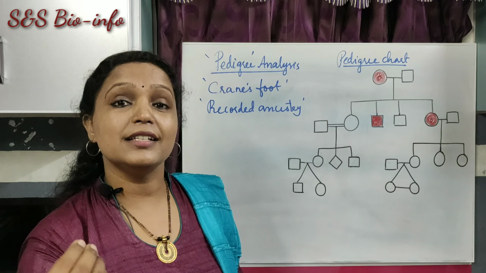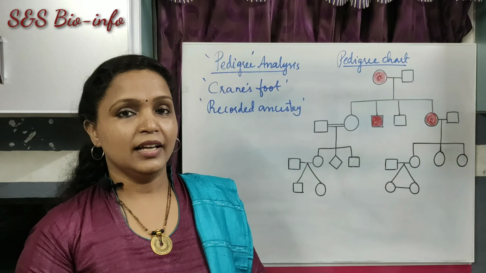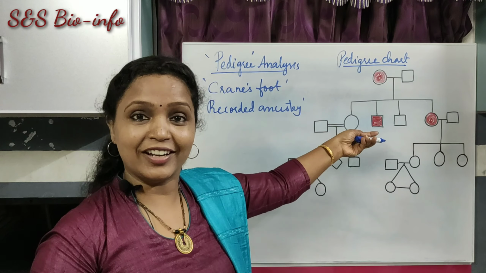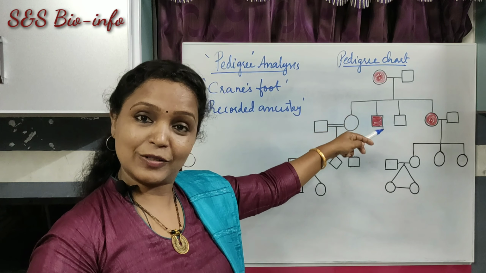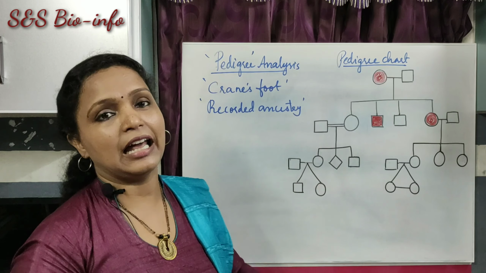Then what is a pedigree chart? A pedigree chart is a record of descent over generations in which the number of offspring and transmission of important traits or diseases are given graphically or as a family tree. Here you can look at the diagram. It looks like a family tree. So a pedigree chart looks like a family tree which is used in pedigree analysis.